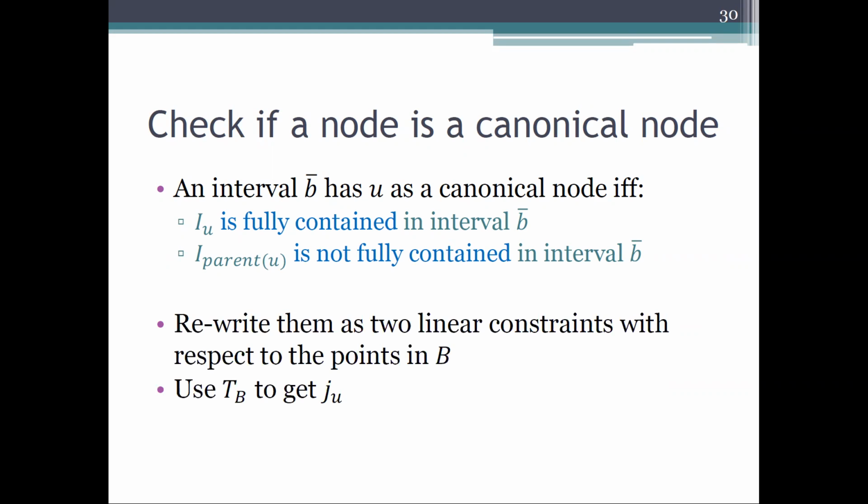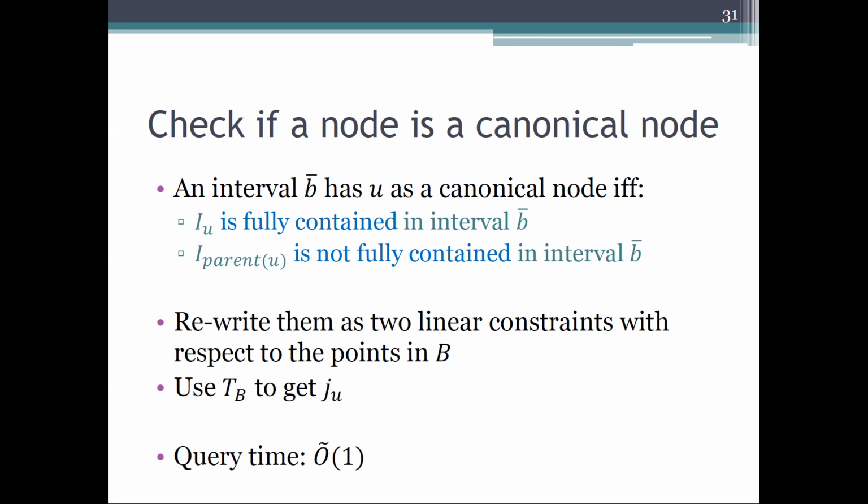In the paper, we saw how to rewrite these conditions as two linear constraints with respect to the coordinates of points in B. Hence, we can use the pre-computed dynamic tree TB to get the counter JU, which is the number of intervals in B bar that have U as a canonical node. The query time is constant, skipping the log n factors, since this is the time to run a counting query in the range tree TB.